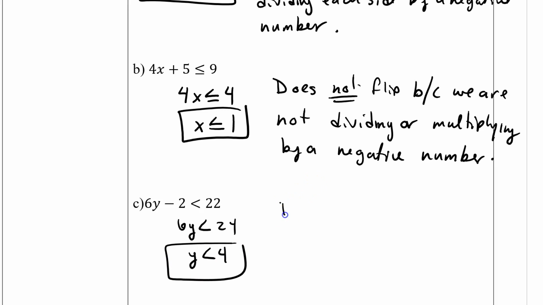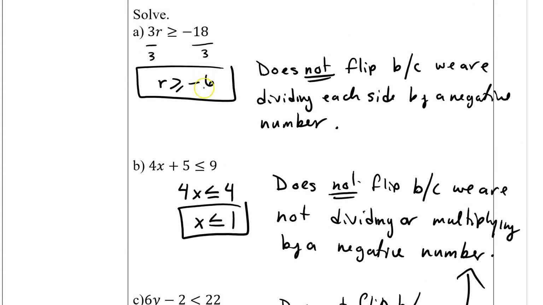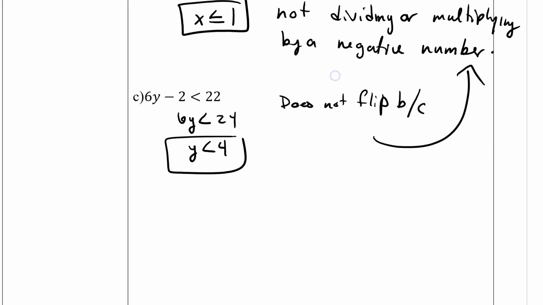And again, it does not flip because, and I'm just going to point to this because it's the exact same reason, we have subtraction happening on this side, which looks negative, but it's not multiplying or dividing by a negative number, and so it doesn't flip. This answer is negative, but it doesn't flip because we're not dividing each side by a negative number or multiplying each side by a negative number.